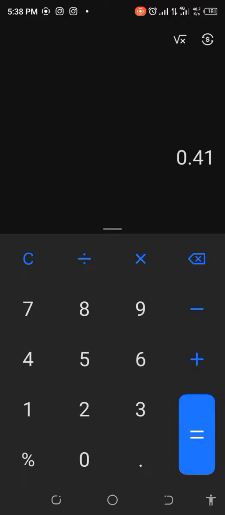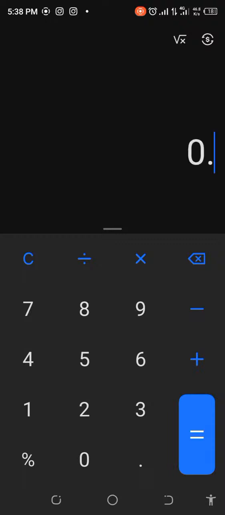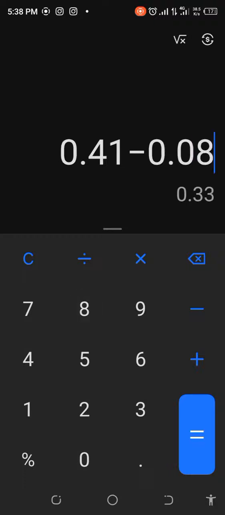So the fee is 0.3%. I'm going to take the entire amount. This is 41 cents already. The entire amount is 24.18 times 0.3%, which is like 7 cents. So from 41 cents, let's take off about 8. So we'll have 33 cents.